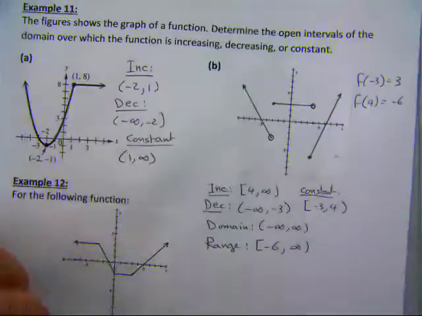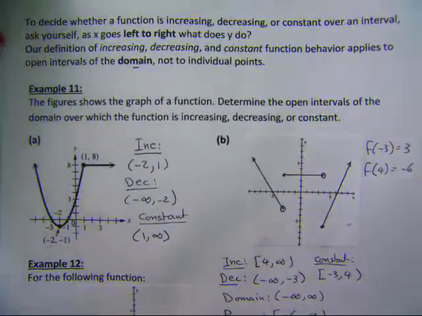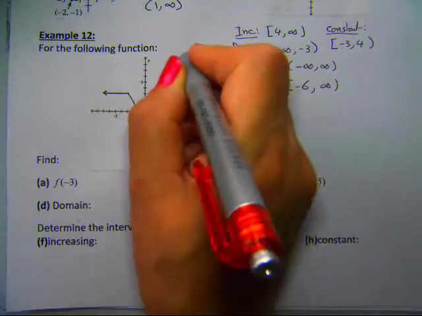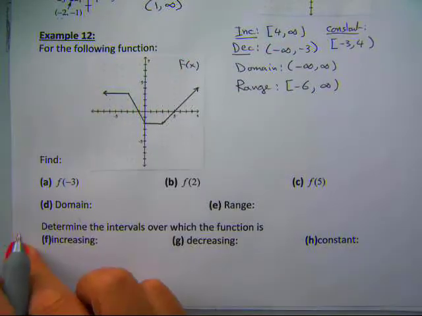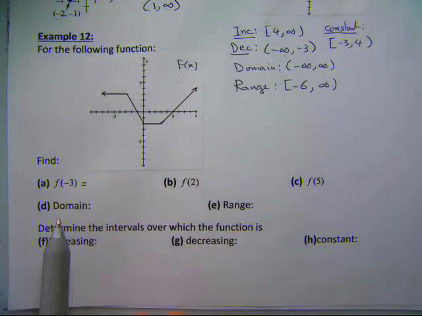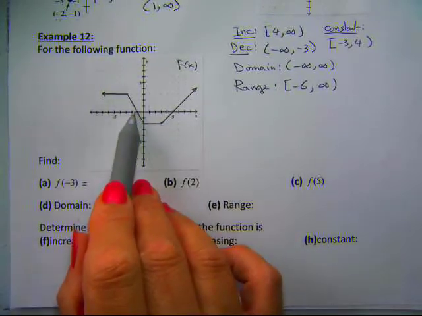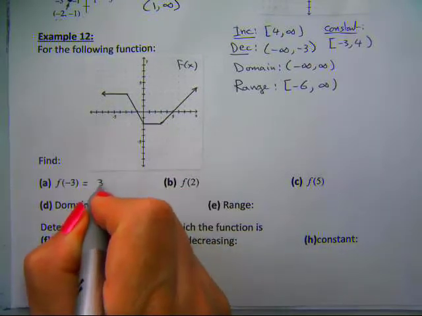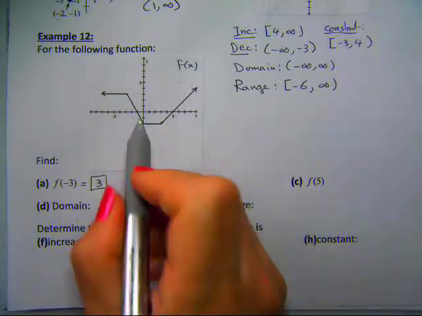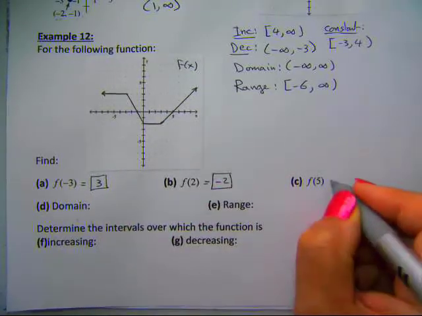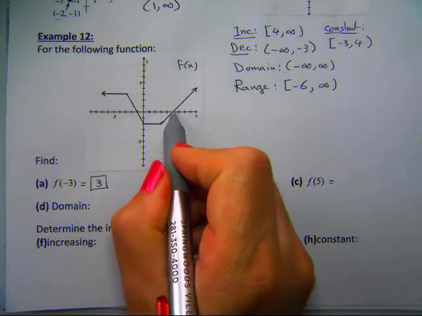Okay, let's look at this last example. This last example includes everything in one place. So let's look at it. It says for the following function, this is f of x. Let us find f of negative 3. So what is the value of y when x is negative 3? The value of y is 3. What is f of 2? So when x is 2, what is y? Negative 2. f of 5. When x is 5, what is y? 0.